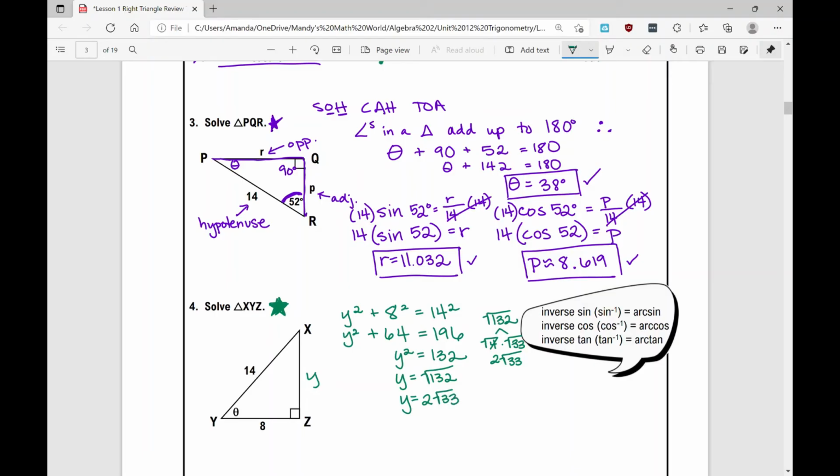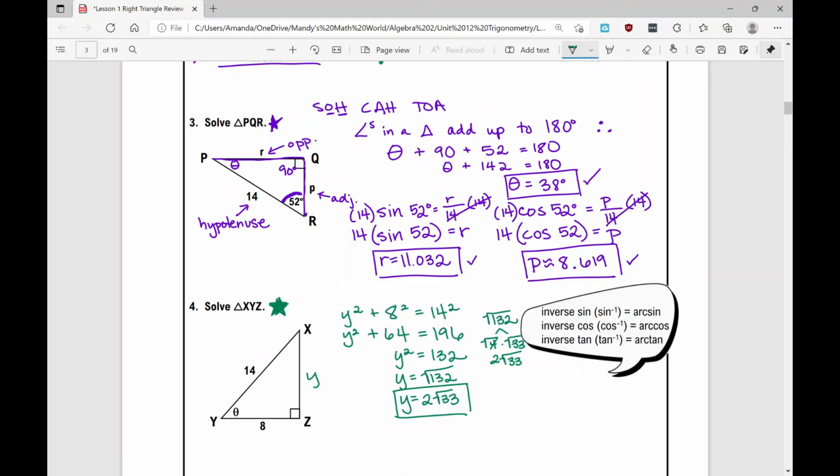And I know I went pretty fast on that, but at this point, we've reviewed this year how to simplify non-perfect square roots. So if you need a little help with that, go back to the radical unit for Algebra 2. So y equals 2 times the square root of 33, and that is the length of that side.